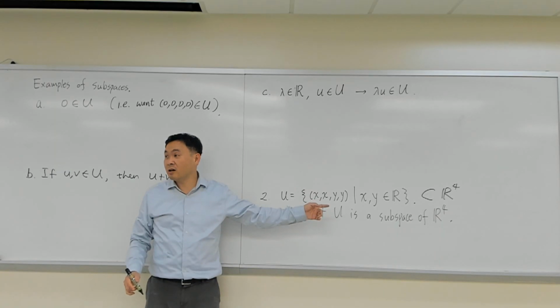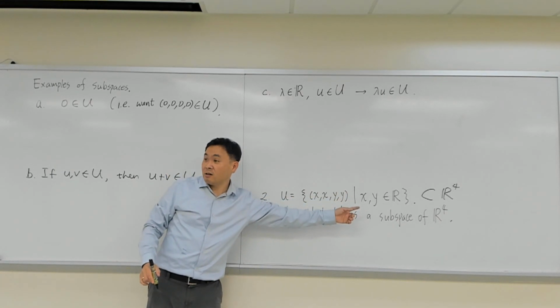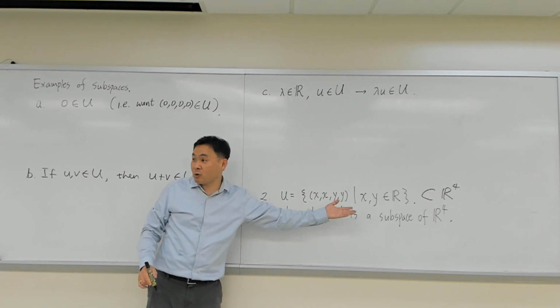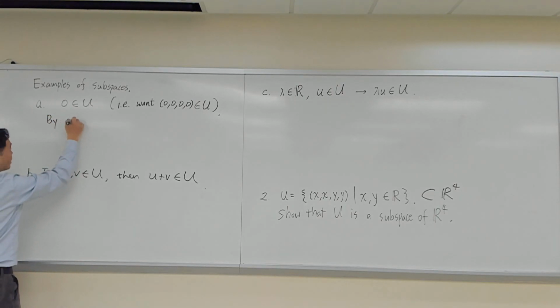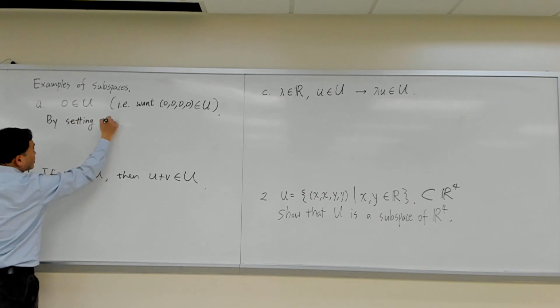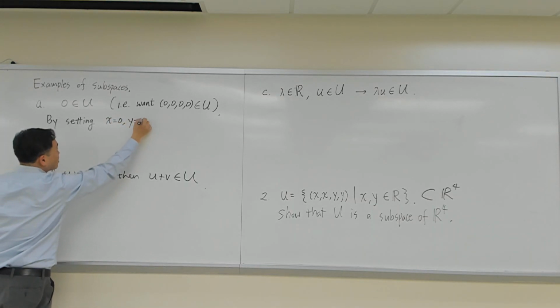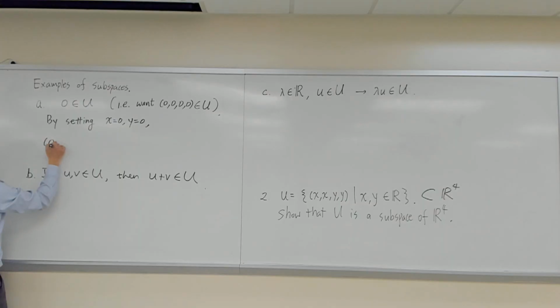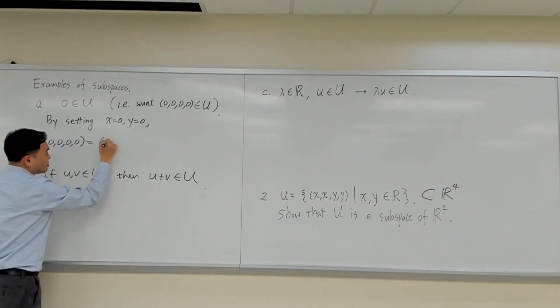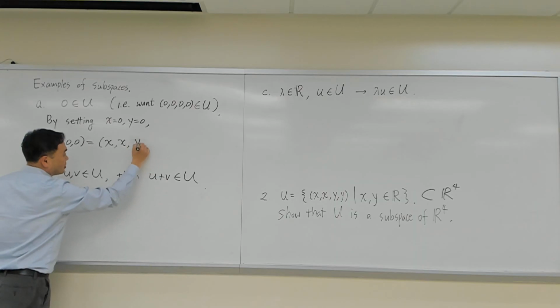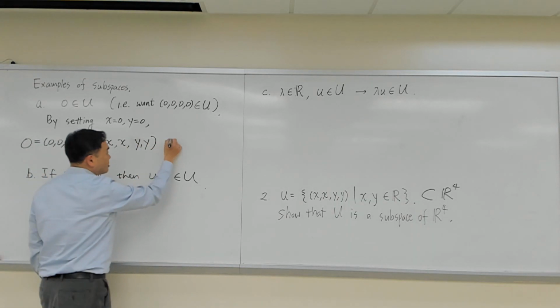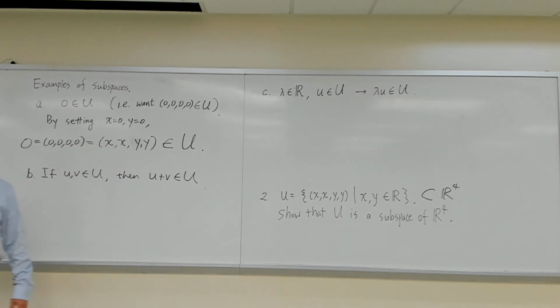Why? Because you can set x as 0 and y as 0. So that's exactly what you do. By setting x equal to 0, y equal to 0, we see that 0, 0, 0, 0, well, I'll even write this, is x, x, y, y, and anything that looks like this is indeed an element in U. So done. That's how you show it, right?